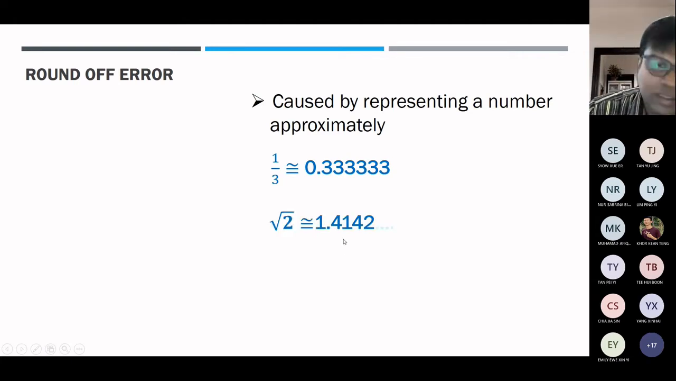As well, the square root of 2. When you take the square root of 2, you get 1.142. If you leave it as it is at this point, with 4 decimal places, it's not the exact solution. If you add more terms at the back, it will be more accurate compared to 4 decimal places.